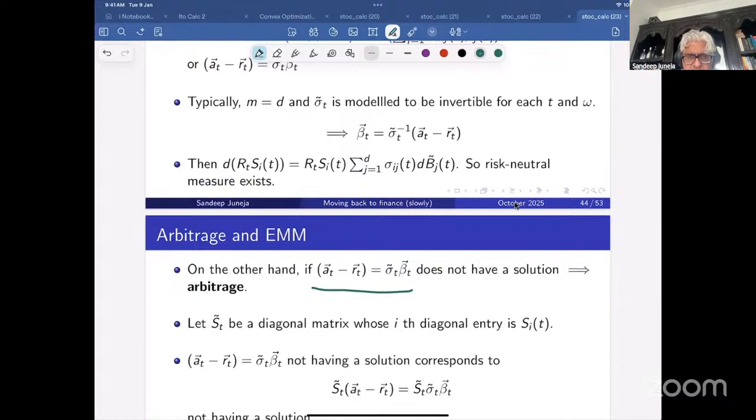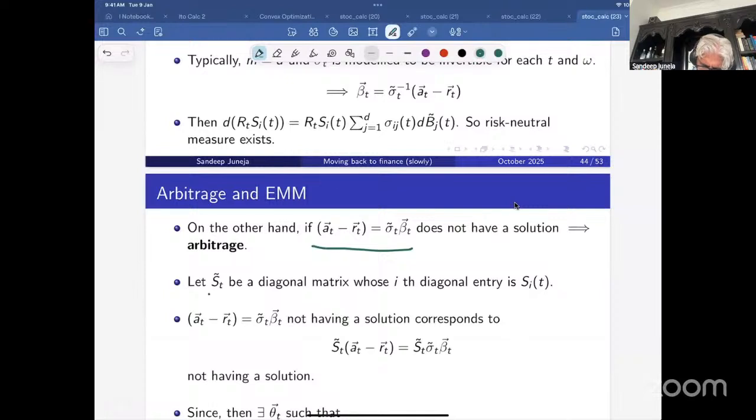Okay, so how do we see that? I'll just give you some ideas in this direction. I'll take S tilde T to be a diagonal matrix. This just helps me notationally, whose ith entry is SiT. First entry on the top of the diagonal is S1T, second entry is S2T, and the last one is SMT. You're with me on this, right? So the big point is that this does not have a solution, corresponds to this guy here not having a solution.